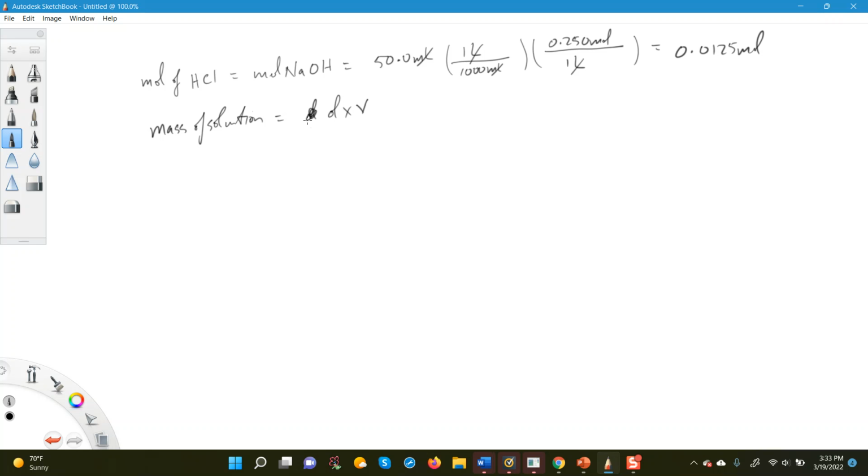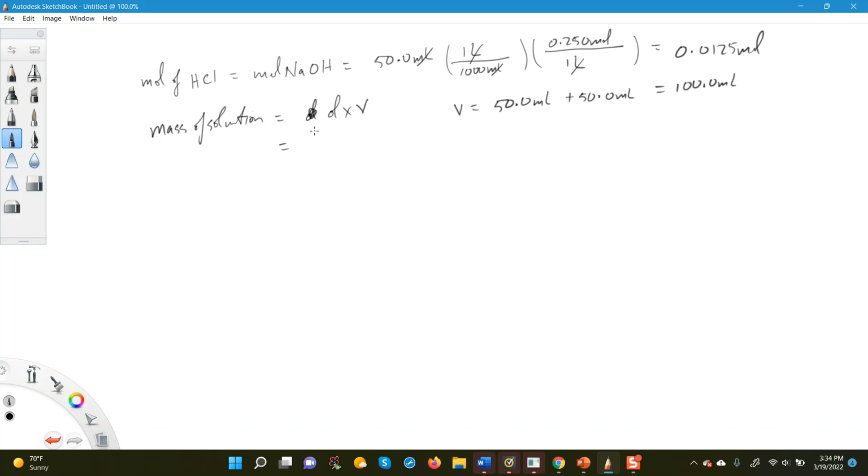Now, another assumption that we have to make here is that the density of the solution will be the same as the density of water. So 1.00 grams per mL would be the density, and we multiply that by the volume given, which is 100.0 mL. So that's going to be equal to 100 grams, all right? So that would be the mass of the solution.